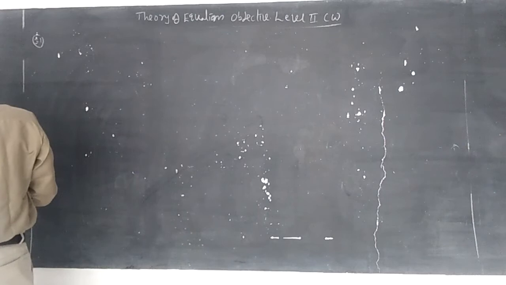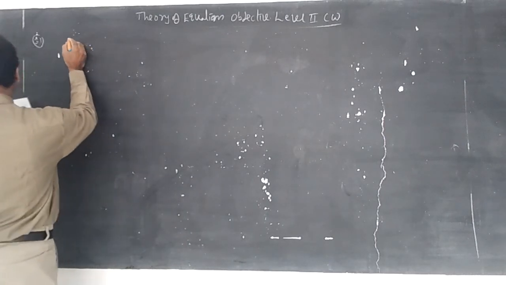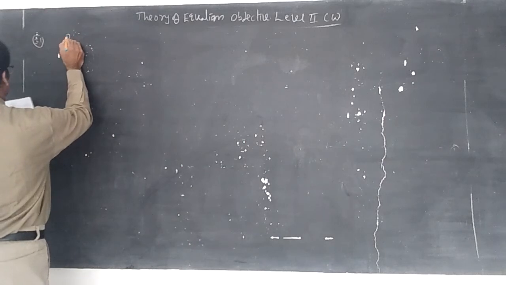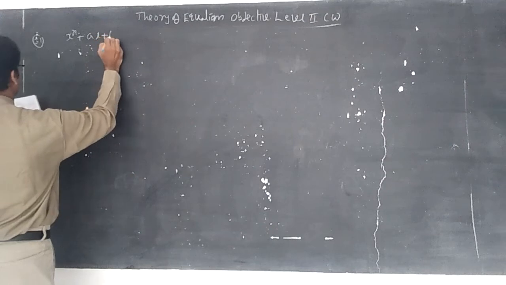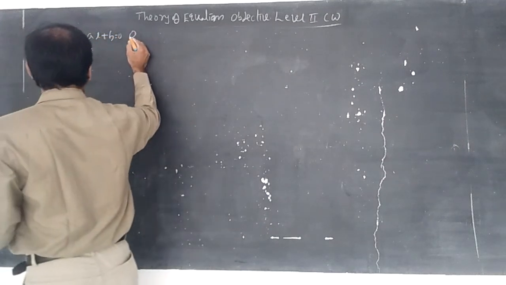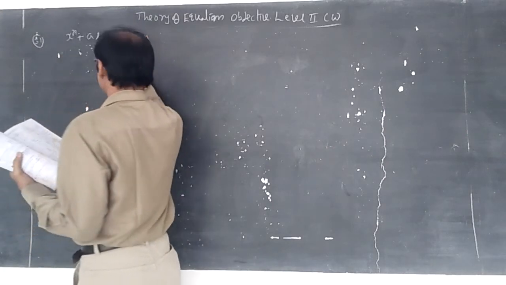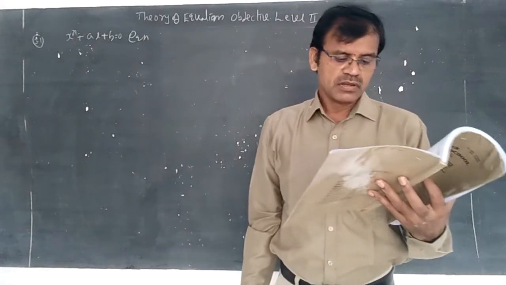31st question. If alpha 1, alpha 2, alpha 3, and so on, alpha n are the roots of the equation x power n plus ax plus b is equal to 0. This is a polynomial equation. Let us consider this one as a polynomial equation.